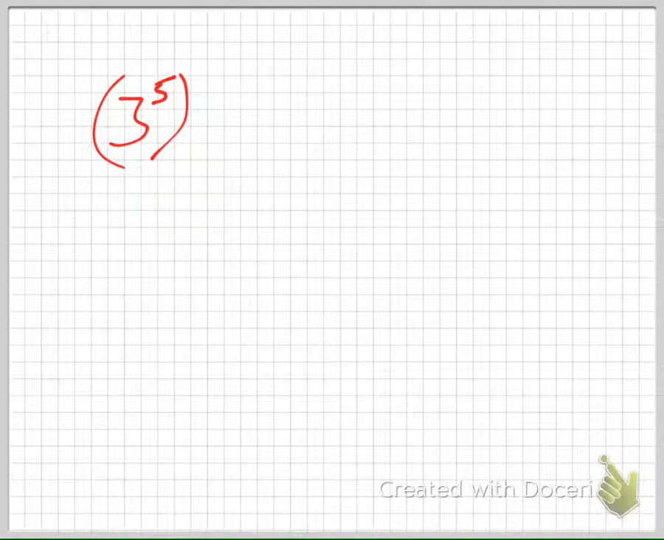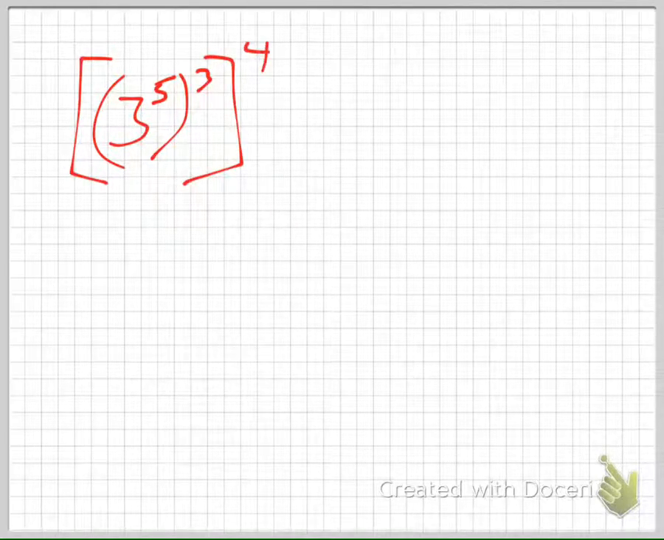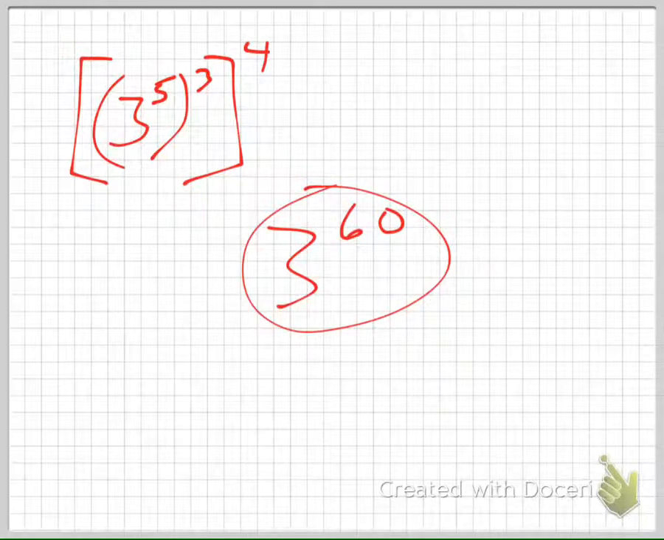What if I gave you this? 3 to the 5th, to the 3rd, to the 4th. What's the only thing I need to do? Multiply 5 by 3 by 4, right? 5 times 3 is 15. 15 times 4 is 60. 3 to the 60th. I'm done. Right? No different than if I give you one that looks like this.